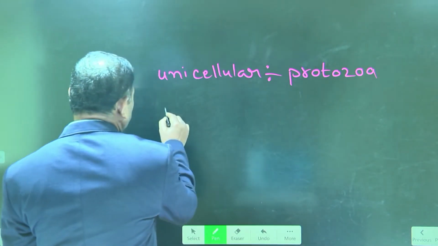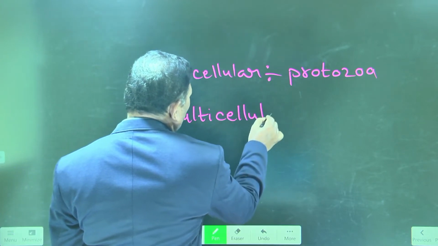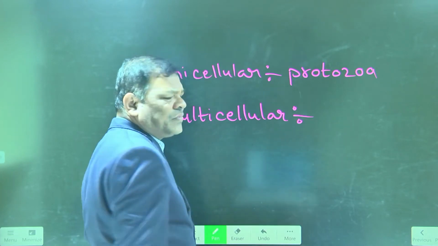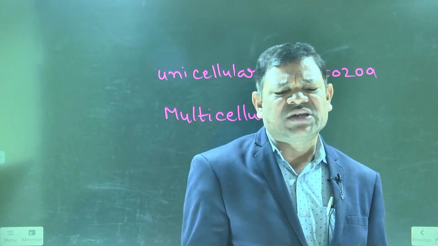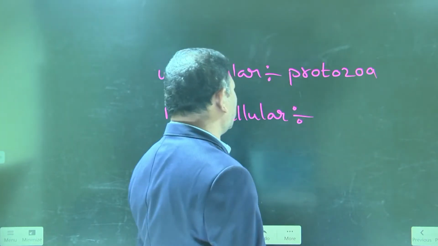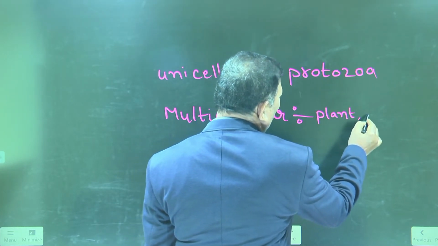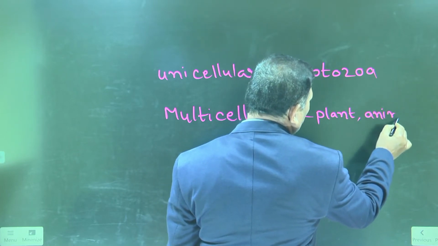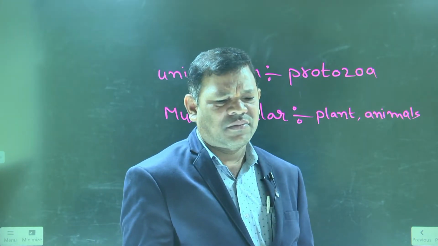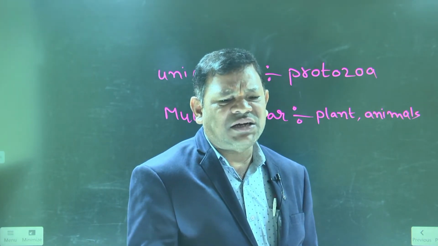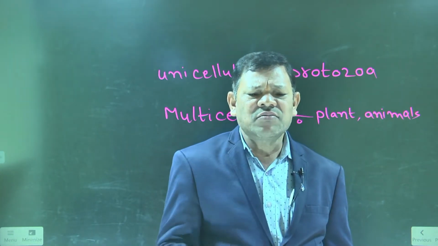What is the meaning of multicellular organisms? Multicellular organisms means what? Organisms made up of more than two cells are called multicellular organisms. What are examples of multicellular organisms? Plants and animals and human beings. Are you multicellular or unicellular? Tell me. Multicellular.